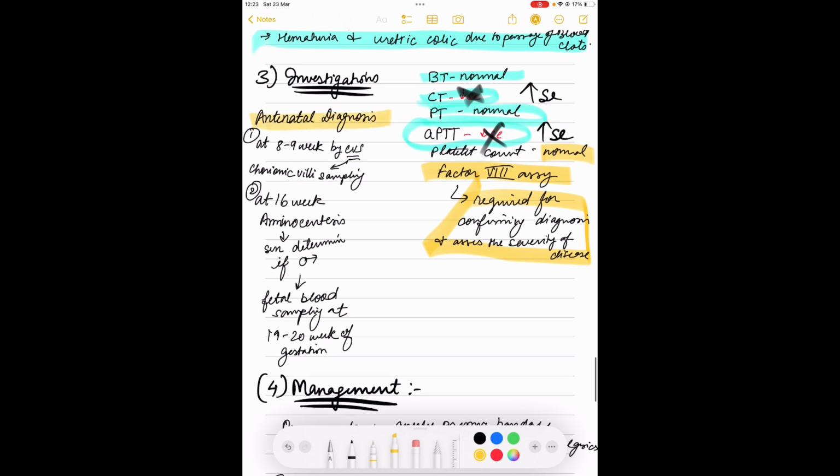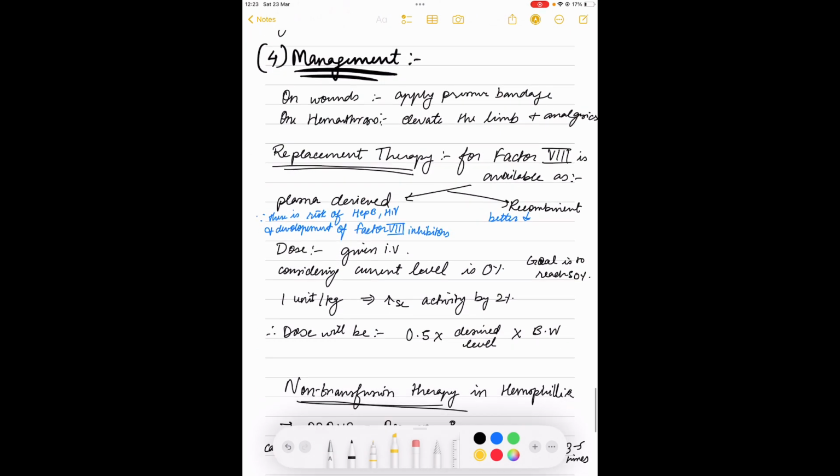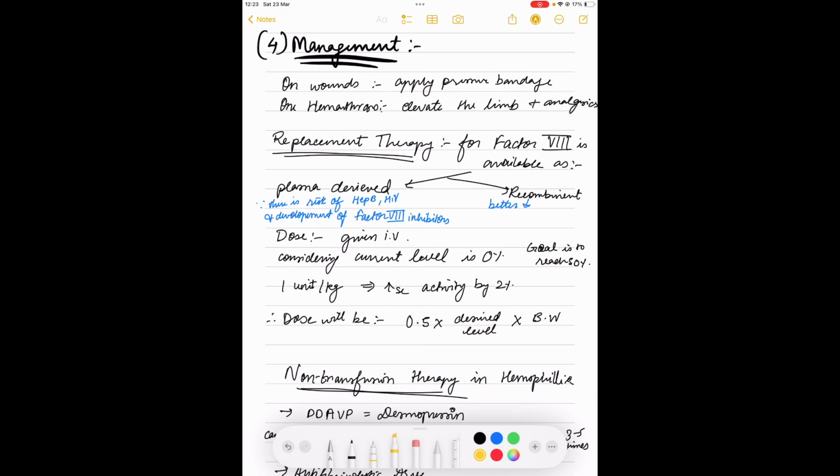Now antenatal diagnosis can be done by chorionic villus sampling and amniocentesis. Management of these cases is primarily management of wounds by applying pressure bandages, management of hemarthrosis, if any, by elevating the limb and using analgesics, and replacement therapy is available for factor 8, which is recombinant factor 8 or plasma derived factor 8.